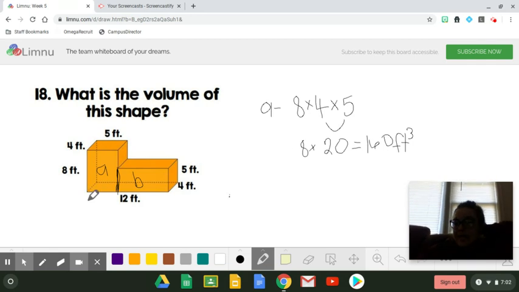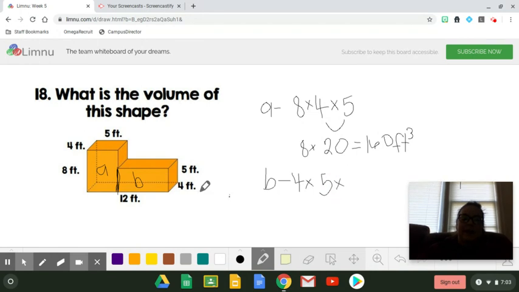Okay, so part A is 160 feet cubed. That one was pretty easy because we didn't really have to figure a lot out. Now, part B is going to get a little bit trickier because this tells us the length of this entire base, and we don't need the entire thing because we've already accounted for this part. And so I'll show you in just a second how to figure out what just that length is. So, part B, we know that the width is 4 feet and the height is 5 feet.